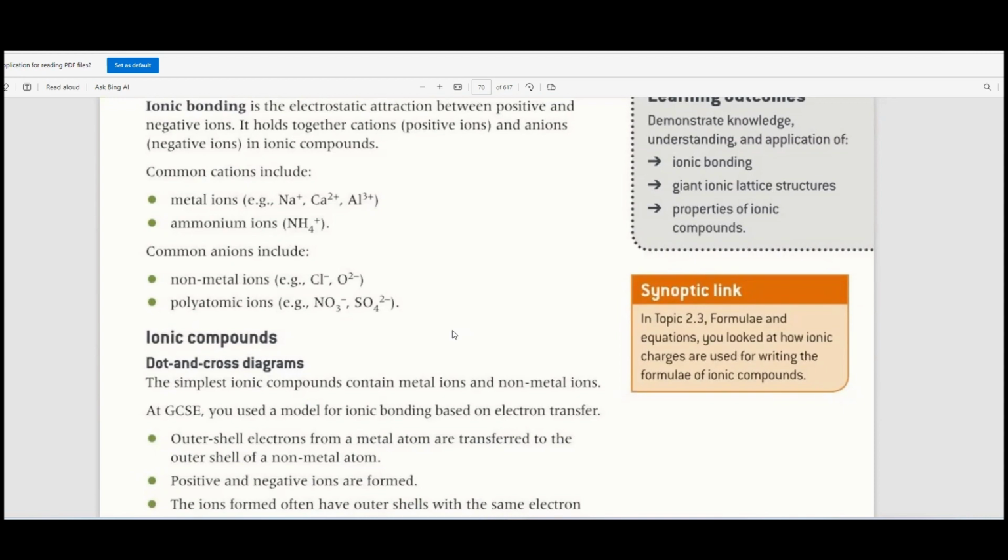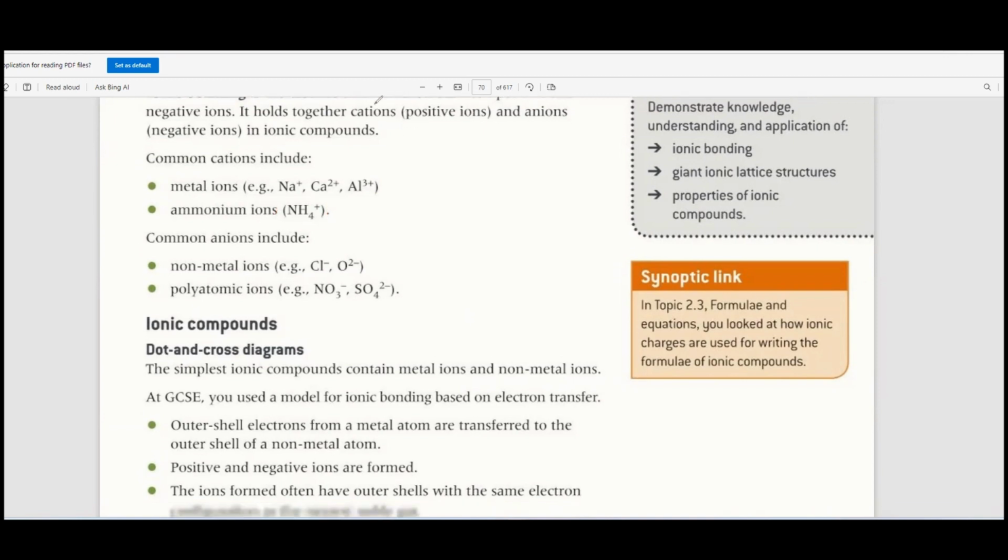Ammonium ion. What is this called? Polyatomic ion. We went through it yesterday. Some things are ions, but they have more than one atom. Those are called radicals, or polyatomic ions. So they are polyatomic ions.